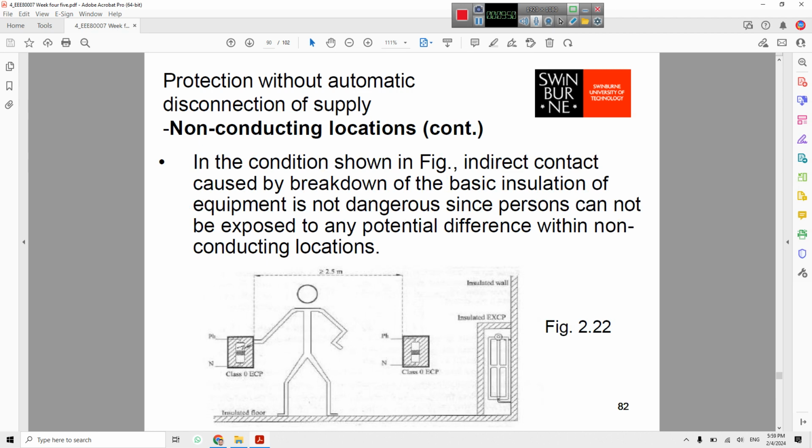So in the condition shown in the figure below, indirect contact caused by breakdown of the basic insulation of the equipment is not dangerous since a person cannot be exposed to any potential difference. So the floor is insulated. If you touch the voltage indirectly, there is no potential difference here because the ground is somehow insulated, so there is no zero for that one. You will be affected by the voltage, but you cannot feel that one.